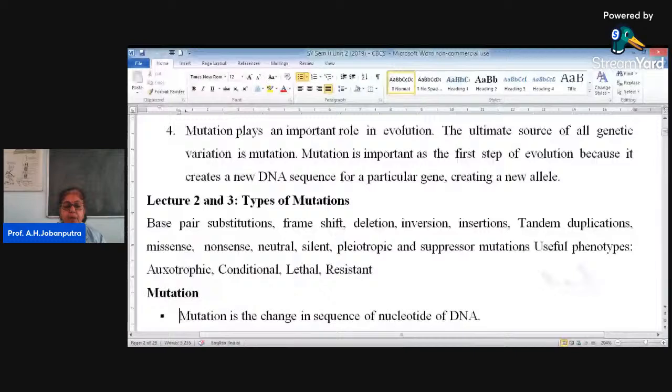There are different types of mutations like base pair substitution mutation, frame shift mutation, deletion mutation, inversion mutation, insertion mutation, duplication, missense mutation, nonsense mutation, neutral mutation, silent mutation, pleiotropic mutation, suppressor mutation, and so on. The phenotypic characters which may be affected may result in mutants which are known as auxotrophic mutants, conditional lethal mutants, resistant mutants, etc.